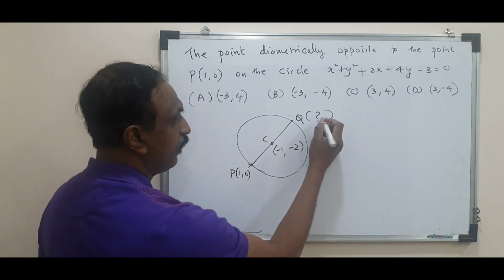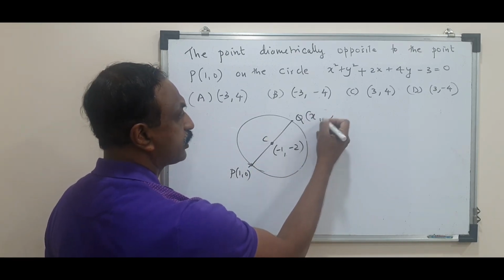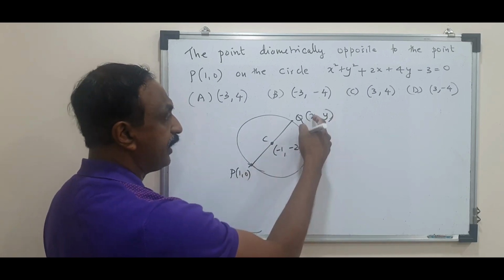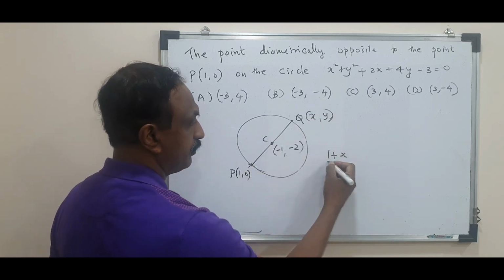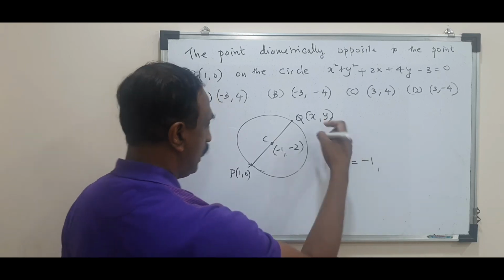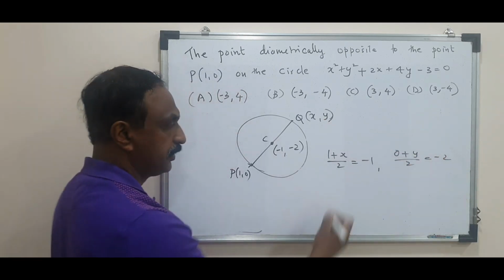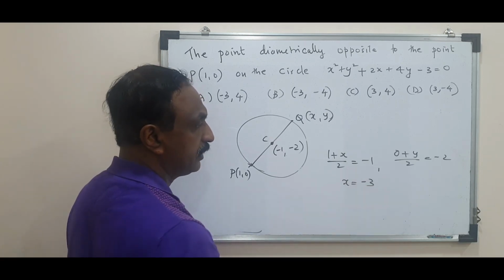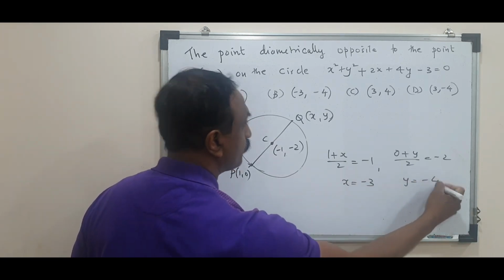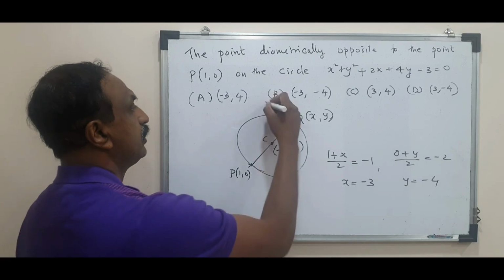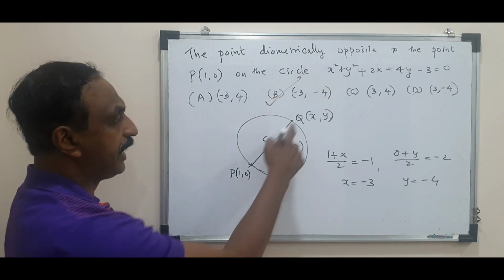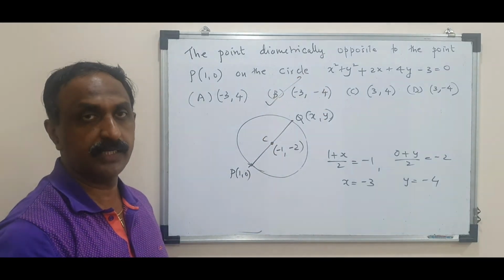So if I denote this point by (x, y), the average of 1 and x should be minus 1. The average of 0 and y should be 2. So x should be minus 3 and y should be 4. So which is the answer? B is the answer. The diametrically opposite point should be (minus 3, 4).